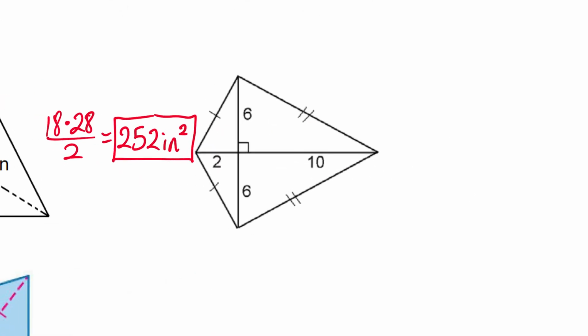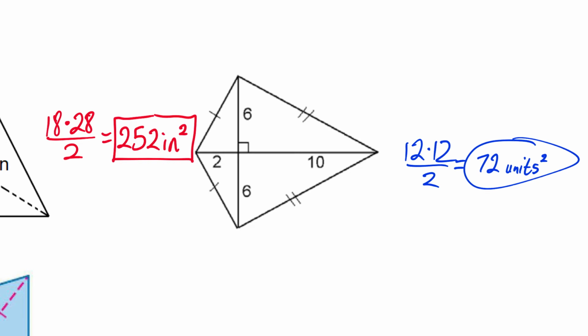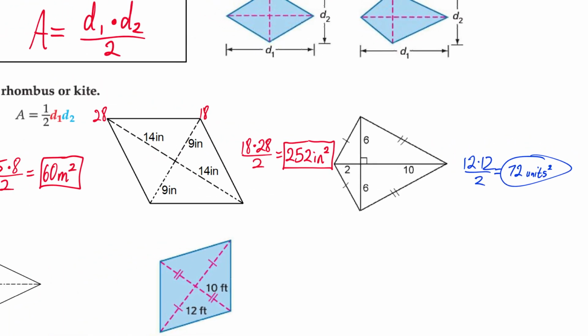Okay, on the next one, how long is this whole diagonal? 12. How long is this whole diagonal? It's 12, okay? So it's going to be 12 times 12 divided by 2. And it's what? 72, whatever units that is.